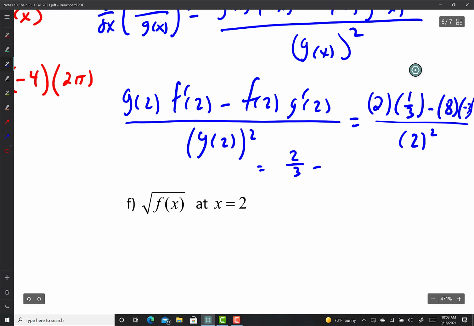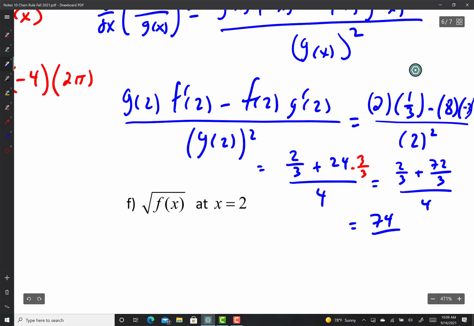All right, let's see what that is. 2/3 minus negative 24, so plus 8 times 3 is 24, over 4. So I'm going to turn that 24 into 72 over 3. So I'm going to multiply this by 3 over 3. So here's what we get now. 2/3 plus 72 over 3 over 4. So my final answer is 74 over 12. Which reduces, unless I did something wrong. What does that reduce to?